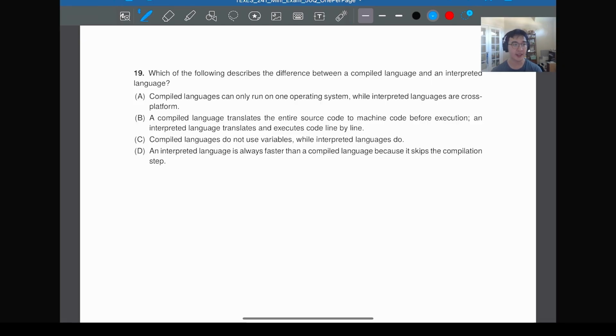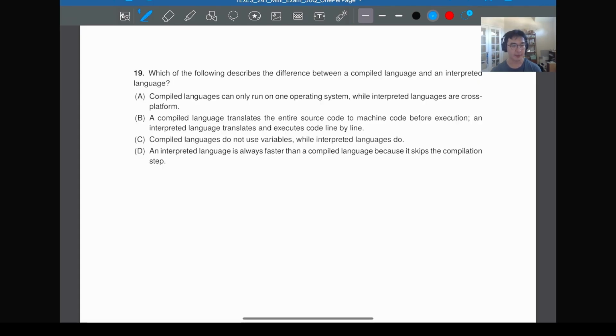Yeah, so let's go ahead and look at the answer choices. A, compiled languages can only run on one operating system, while interpreted languages are cross-platform. Well, let's just use Java for example, can it only run on one operating system, like, for example, Windows? But isn't Minecraft, which is based on Java, able to run on multiple types of operating systems? So you see how we can use specific examples to help us eliminate each answer choice.